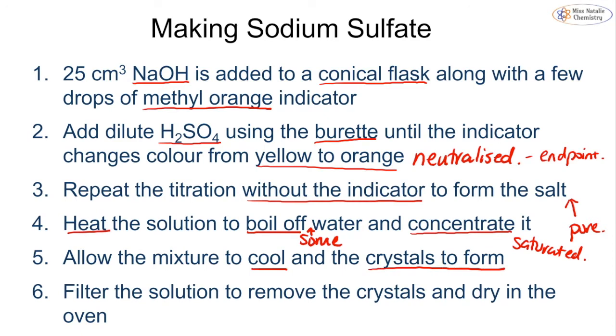Once the crystals are formed, there may still be some liquid left over, so we have to filter the solution to remove the crystals and get rid of any of our soluble impurities that may have been present, and then we will dry the crystals in an oven. And the oven should be a warm oven, not a hot oven. If you say hot, you're in potential of melting your crystals. We just want to have a little bit of warmth just to remove any water.